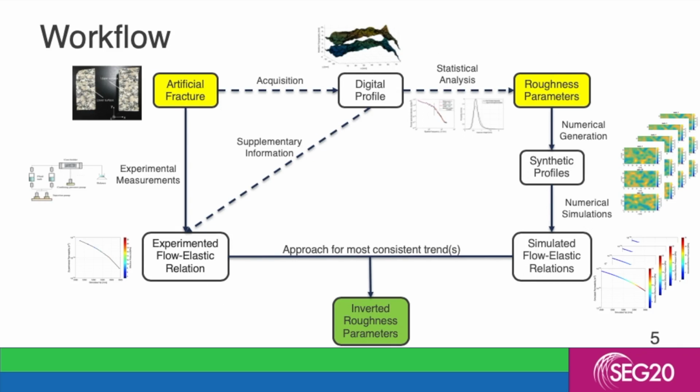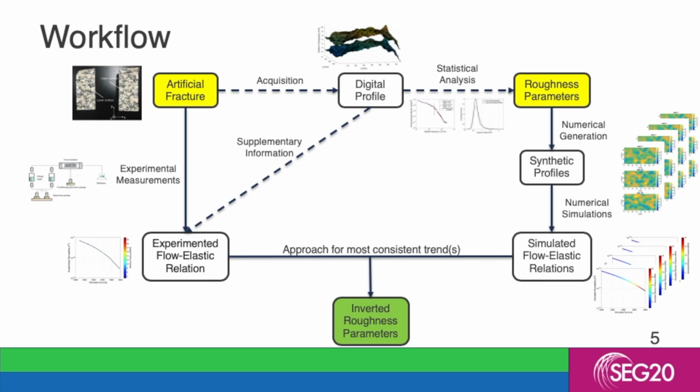So this is our workflow. This is going to be a case study. We are going to base our investigation on an artificial fracture in a granite rock. By doing experimental measurements over various compression states, we can obtain experimental flow-elastic relations. That is going to be our target on which the inversion is conducted.